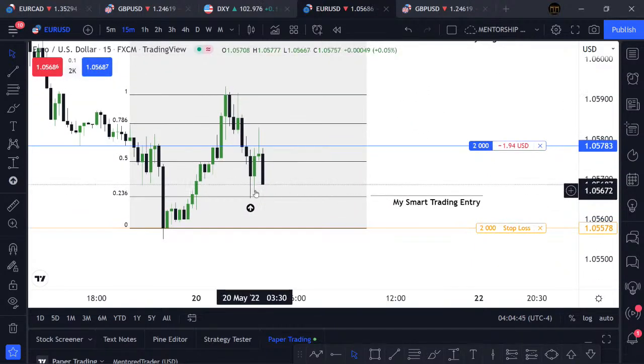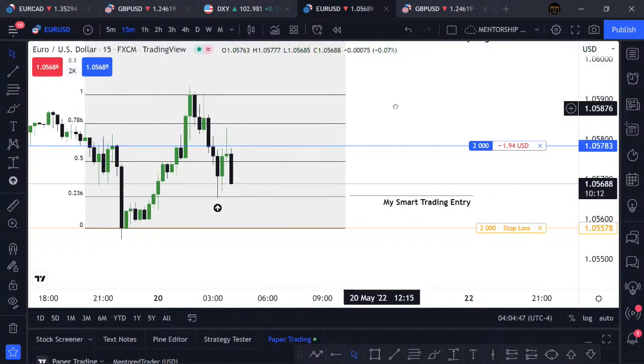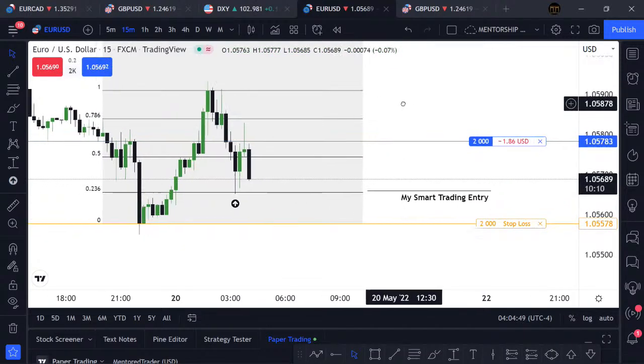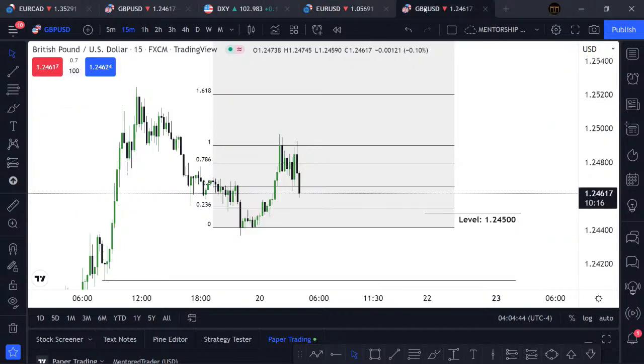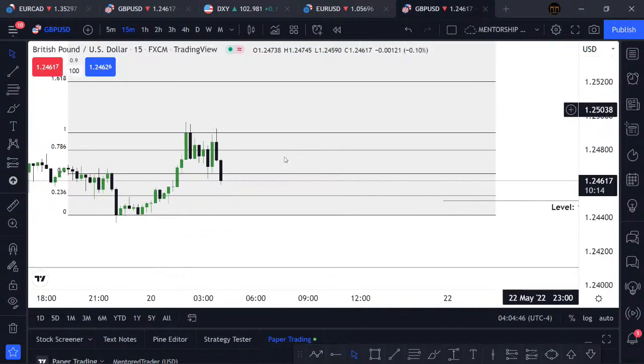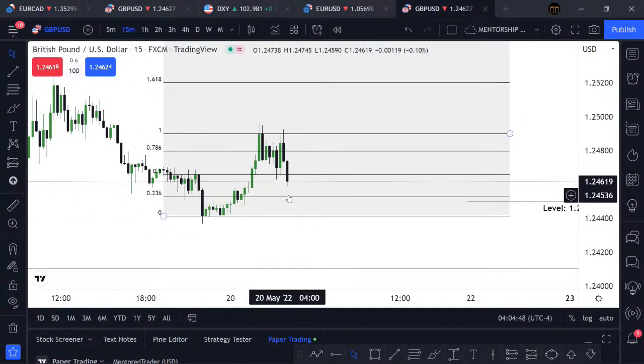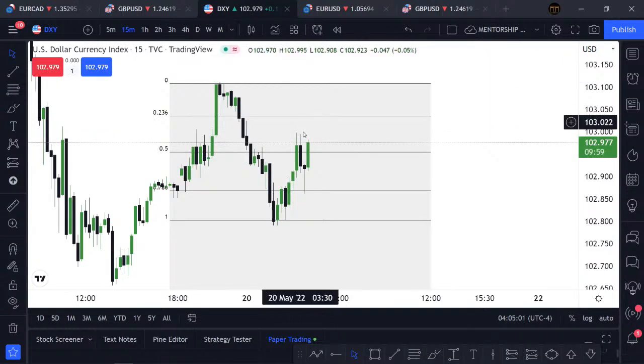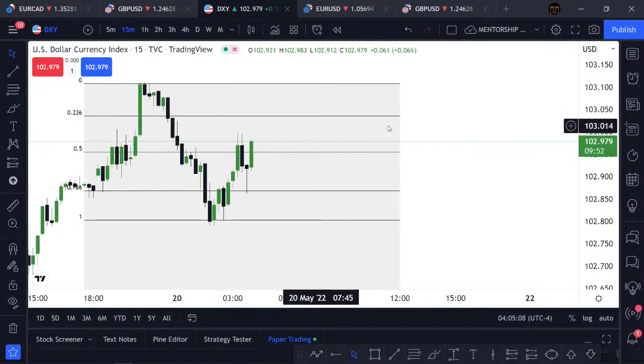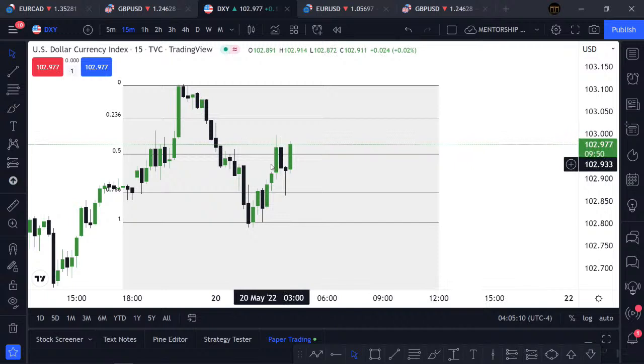Let's wait and see. Now, your stop loss is the money you can afford to lose. The pound is also trading lower. It's also coming to this level. Let's watch the dollar index. Slowly by slowly.